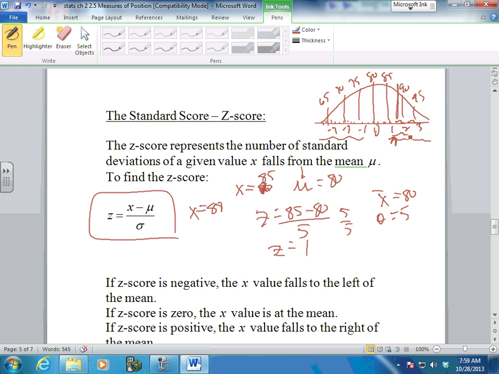So now, when I use this formula, x minus the mean divided by the standard deviation, I get 8 over 5, or 1.6. I get a score of 1.6. And didn't we say it's a little bit higher than the 1.5? It's a little bit higher than the middle of that bar?